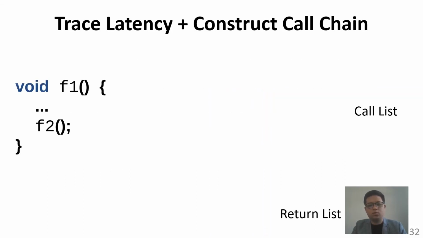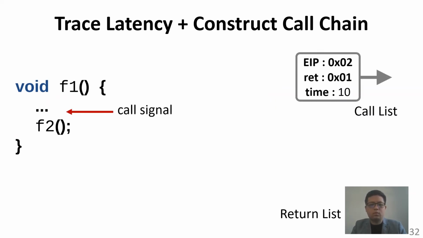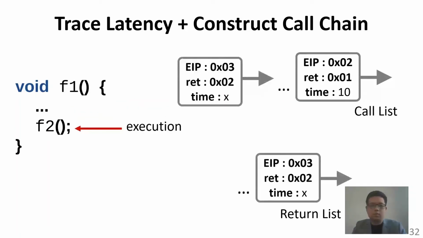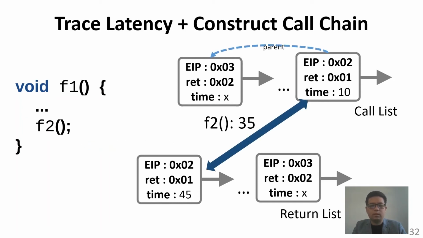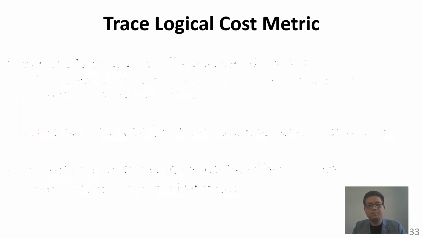Here, I will show how Violet traces the latency. To trace the execution time of F2, Violet captures the call signal of F2 and appends the current timestamp as well as the EIP and the return address into the call list. Similarly, it captures the return signals and appends them to the return list. With the EIP and the return address, we can find the corresponding call-return pair and defer the reconstruction of the call stack to the end of each pass.